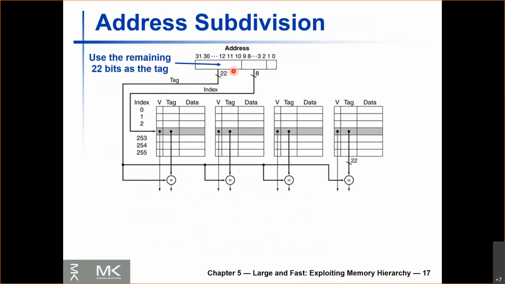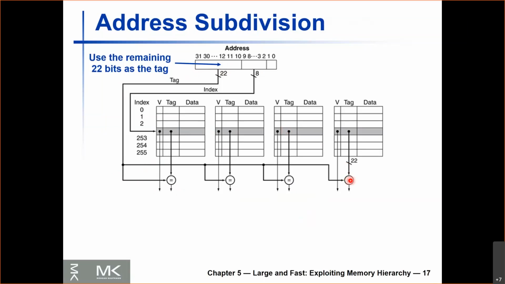So here we have 2 bits for the byte offset and 8 bits for the index. So I have 22 bits remaining for the tag. We're going to extract these 22 bits, and we're going to compare the tag in the address to the tag in all 4 of the ways.